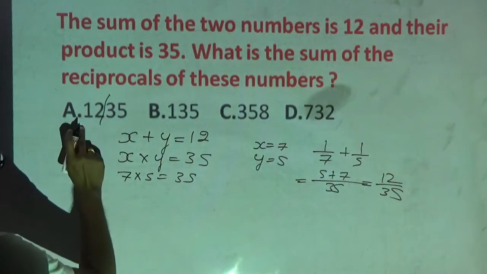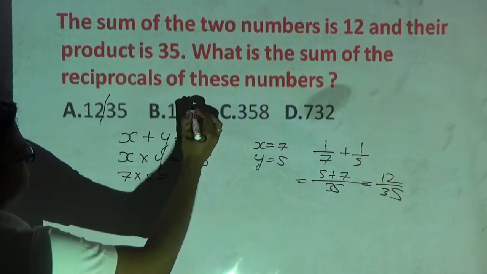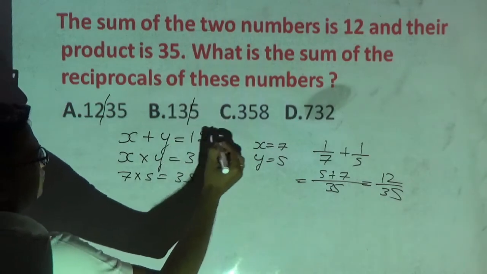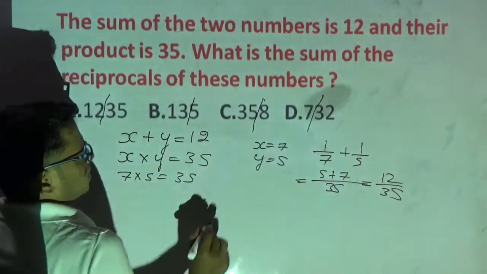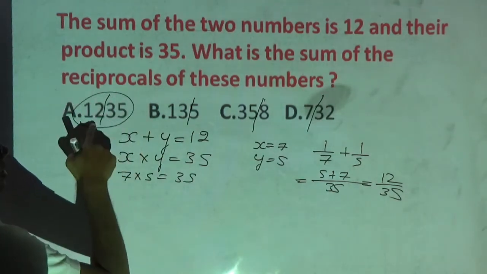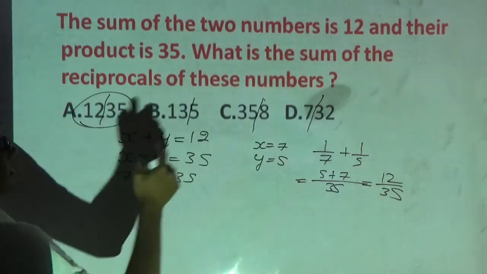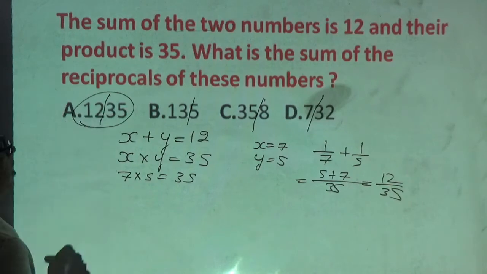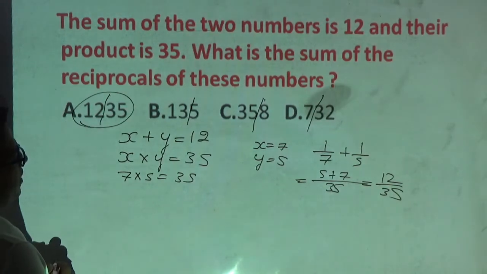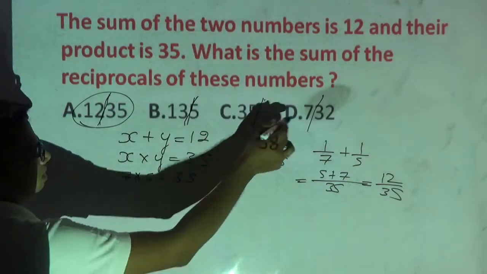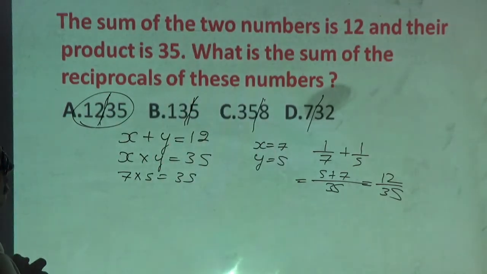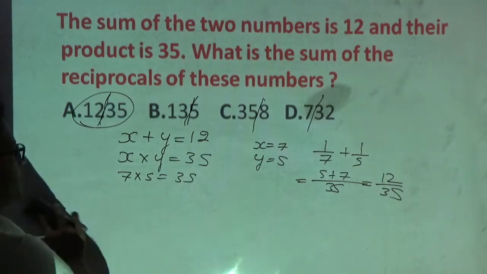See, this is 12 by 35. Okay, and this is 13 by 5. Okay, this is 35 by 8. Like this. So answer for this question is, here I have forgotten to put the division symbol here. The answer for this question is 12 by 35. By mistake I have forgot to put the division symbol here. So we got the answer, 12 by 35. Hope you understood with this example.